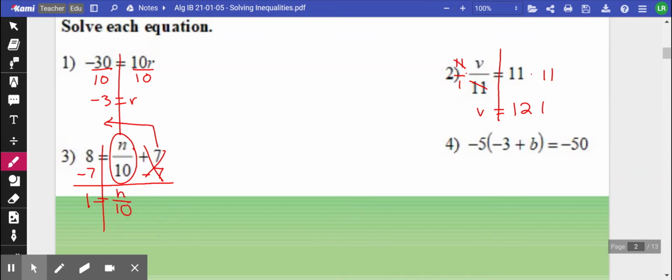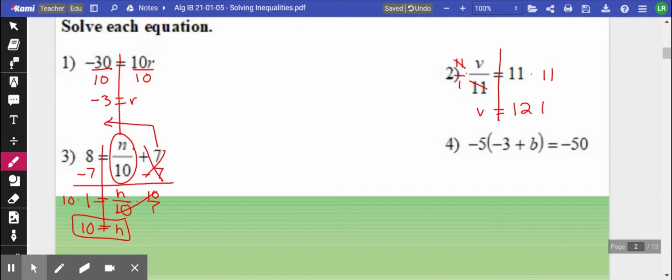Now I'm basically doing problem number 2. It's divided by 10, so I'm going to times by 10. Those cancel, and I get 10 equals n. Now, one thing that's really important, because we're going to get into inequalities: if your variable's on the right-hand side, you better initially write it on the right-hand side. Because with an inequality, there's going to be a big difference between those answers.